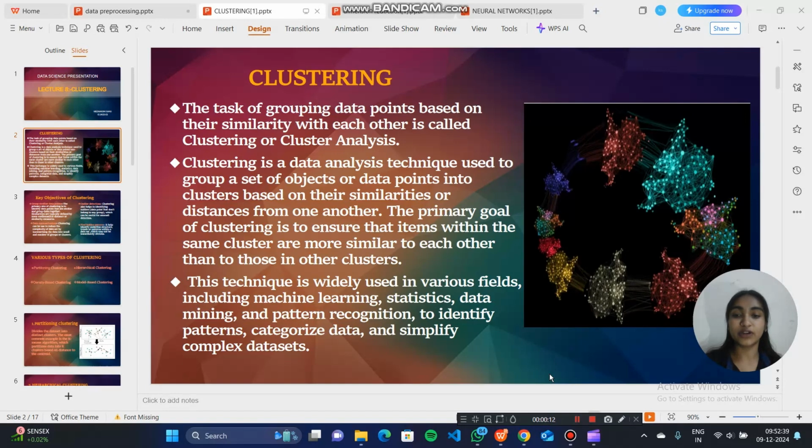The primary goal of clustering is to ensure that items within the same cluster are more similar to each other than to those in other clusters. This technique is widely used in various fields including machine learning, statistics, data mining, and pattern recognition to identify patterns, categorize data, and simplify complex data sets.